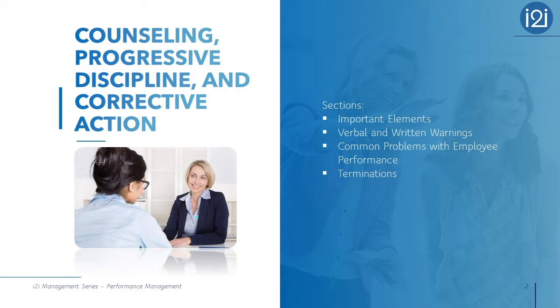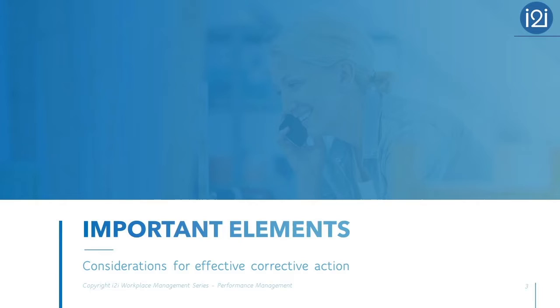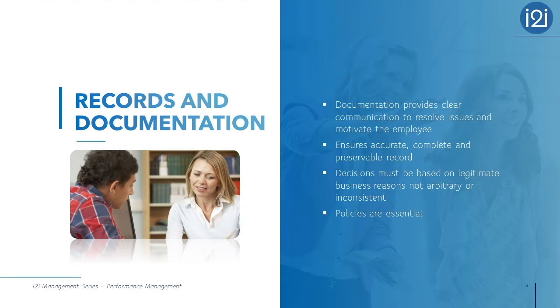In this training, there are 3 sections: important elements of a progressive disciplinary process, verbal and written warnings, common problems with employee performance, and finally, terminations. Important elements: considerations for effective corrective action. Records and documentation.